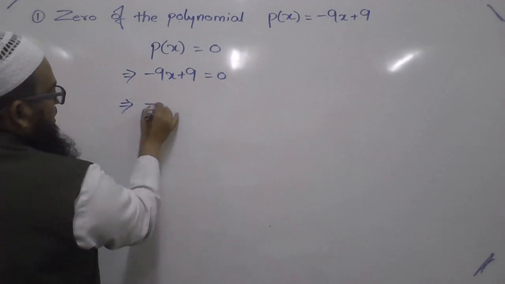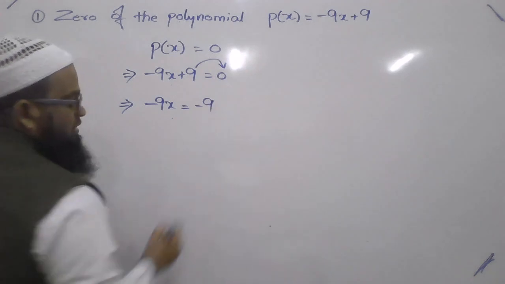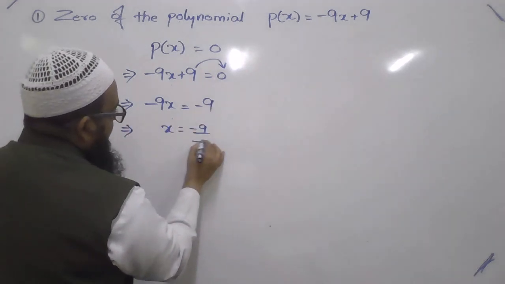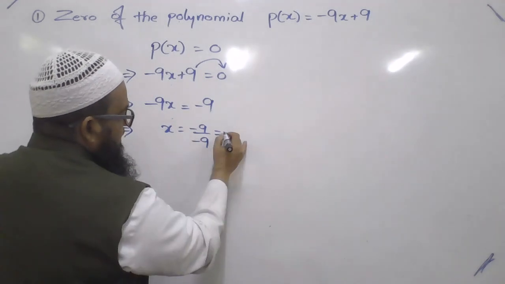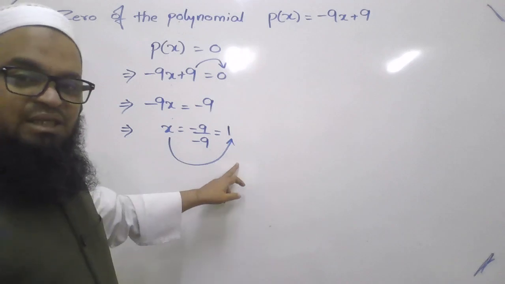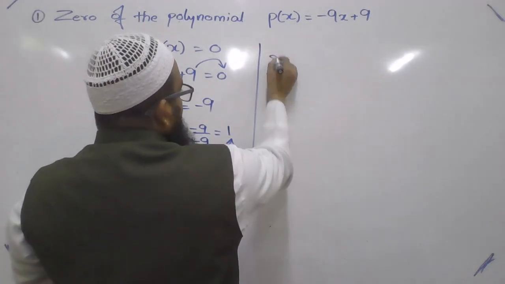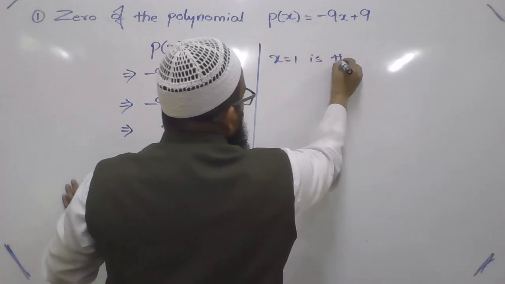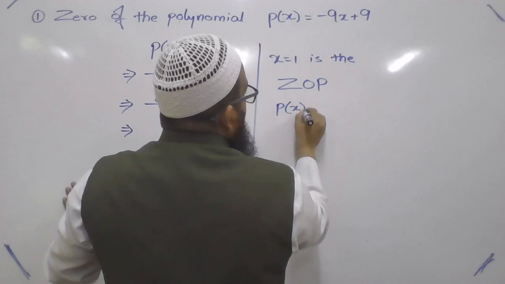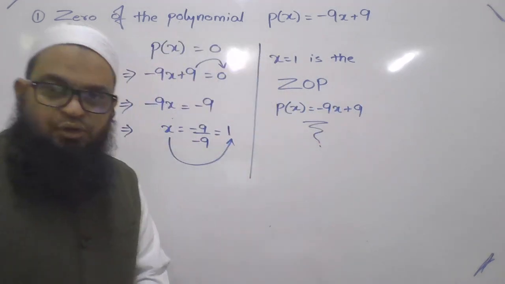So what will you transpose? Plus 9, when you transpose it, is minus 9. That implies x equals minus 9 divided by minus 9, that is equal to 1, as minus minus gets cancelled. So the value of x is 1. So that means x is 1 is called the zero of the polynomial. So x is equal to 1 is the zero of the polynomial p of x is equal to minus 9x plus 9. Understood? This is what zero of the polynomial is.